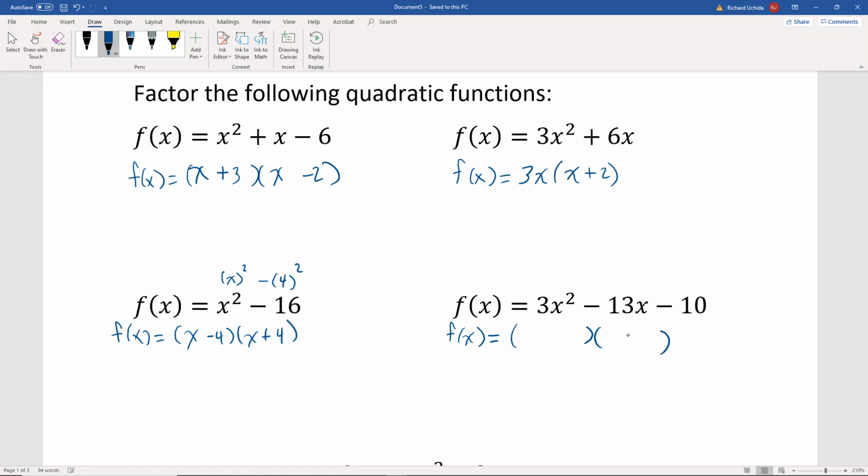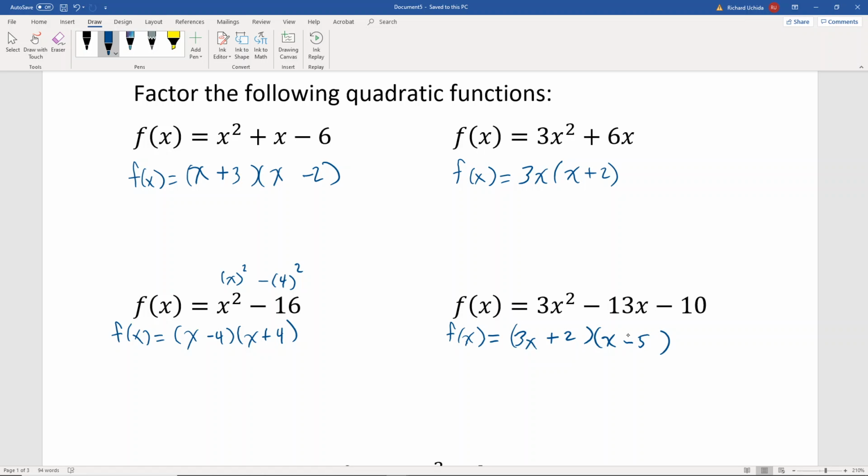So let's see. Luckily, the leading coefficient 3 is prime, so if it does factor, we'd have a 3x there, an x there, and then we have to figure out the two constant terms whose product is negative 10, and when we multiply it out, we get this negative 13x in the middle. It turns out in this case to be 3x plus 2 times x minus 5.